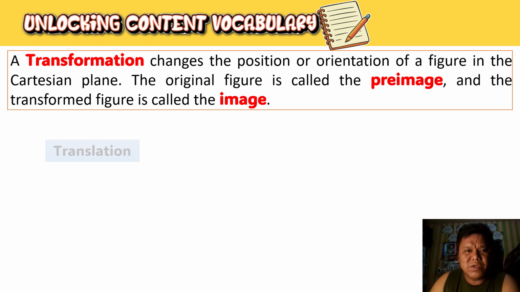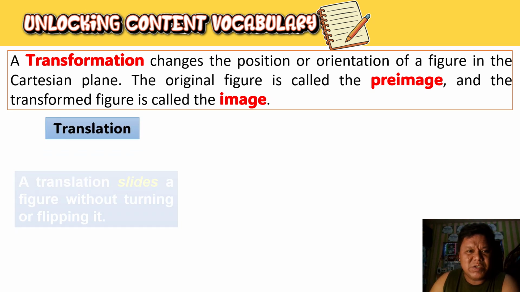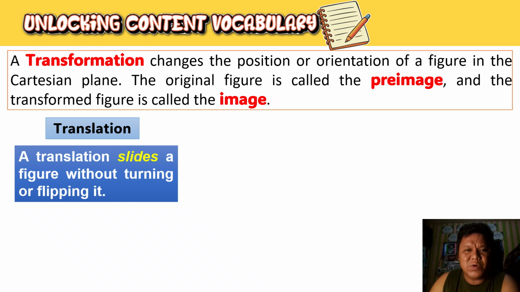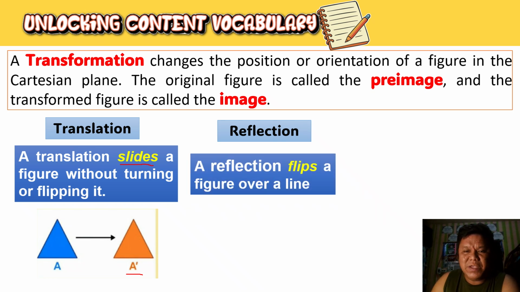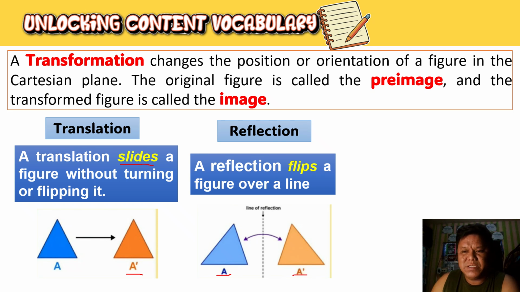So the first transformation is translation. Translation slides a figure without turning or flipping it. For example, this one is our pre-image and this one is our image. So slide, when we see translation. When we see reflection naman, it flips a figure over a line. So flipping. For example, this one is our pre-image and if we flip it, it becomes this one. Okay, and number three is rotation.